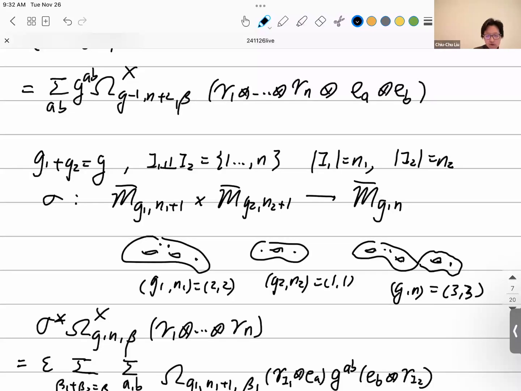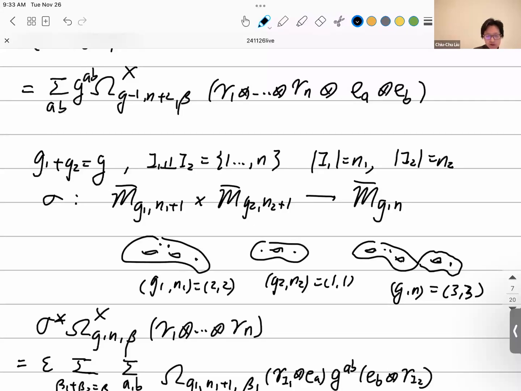So there is this dimension 1 stratum, where the generic point is given by a curve with two irreducible components. Each irreducible component is of genus g1 and g2. And then we take the set I sub i: the marked points x_i for i in I1 are on the first component, and the other marked points are on the second component.